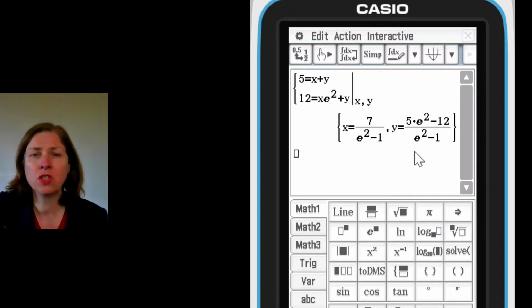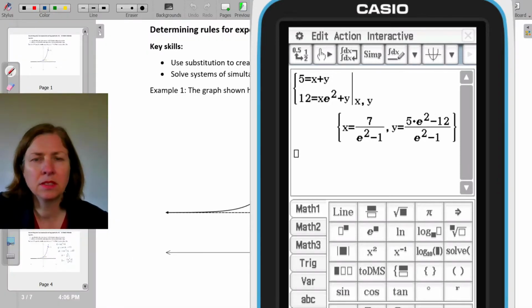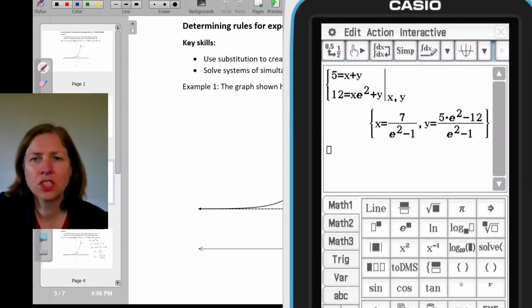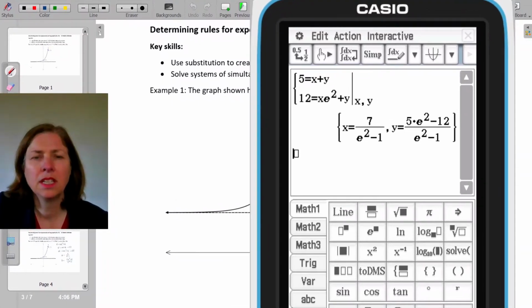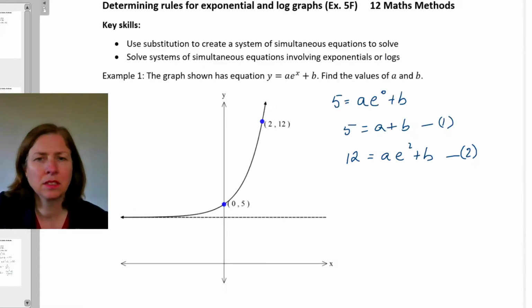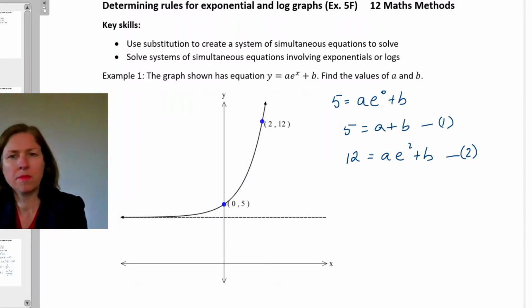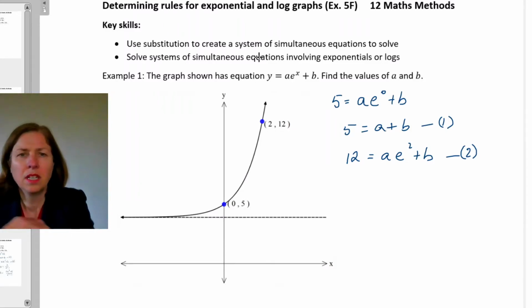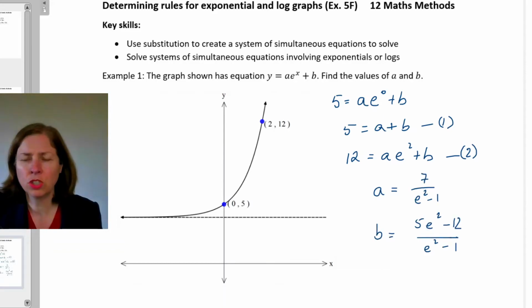So all I'm going to do now is go back to my original working, and I'm going to jot down those solutions. A is 7 over e squared minus 1, and b is 5 e squared minus 12, again over e squared minus 1.